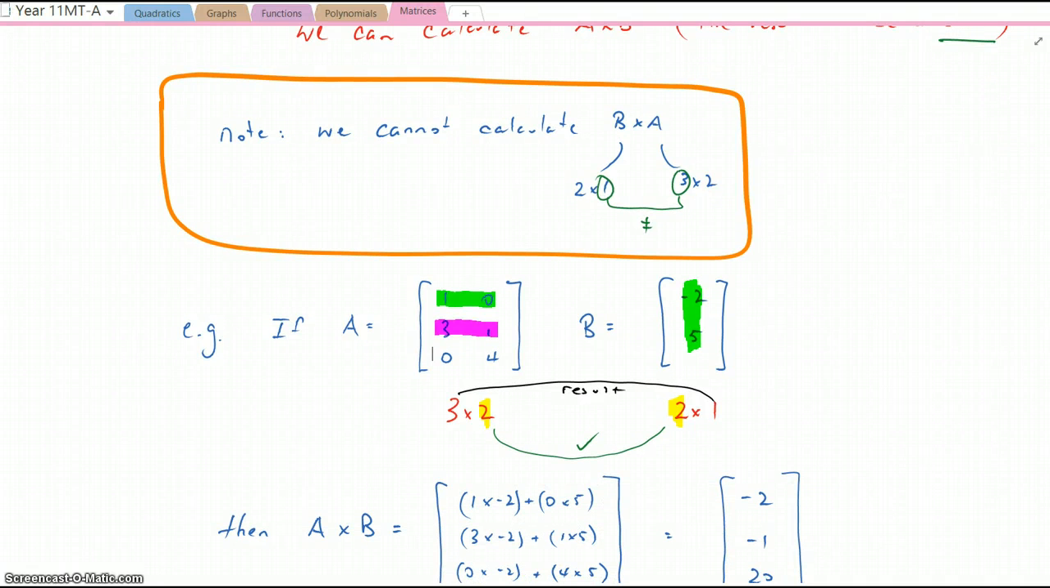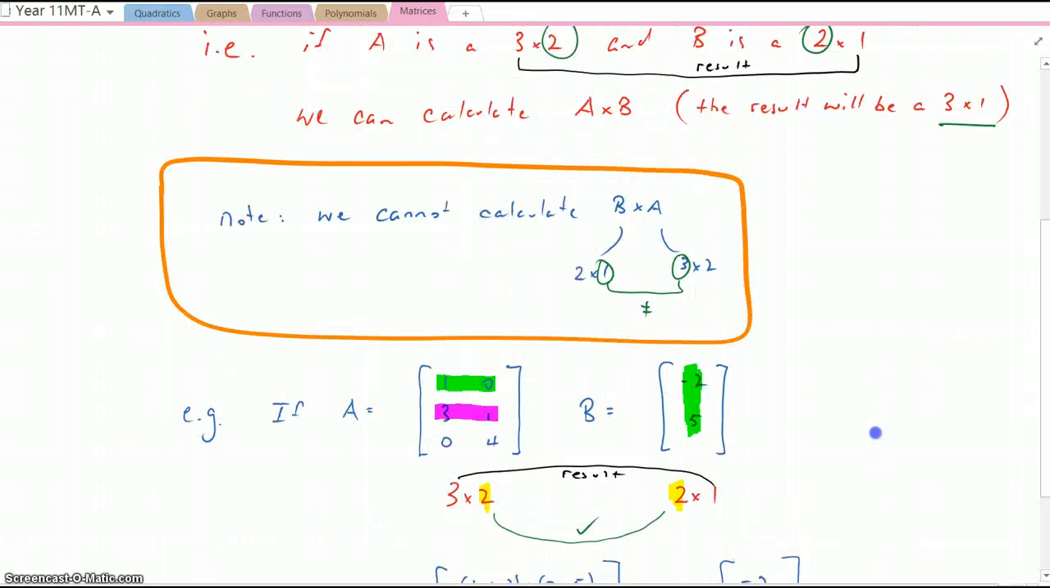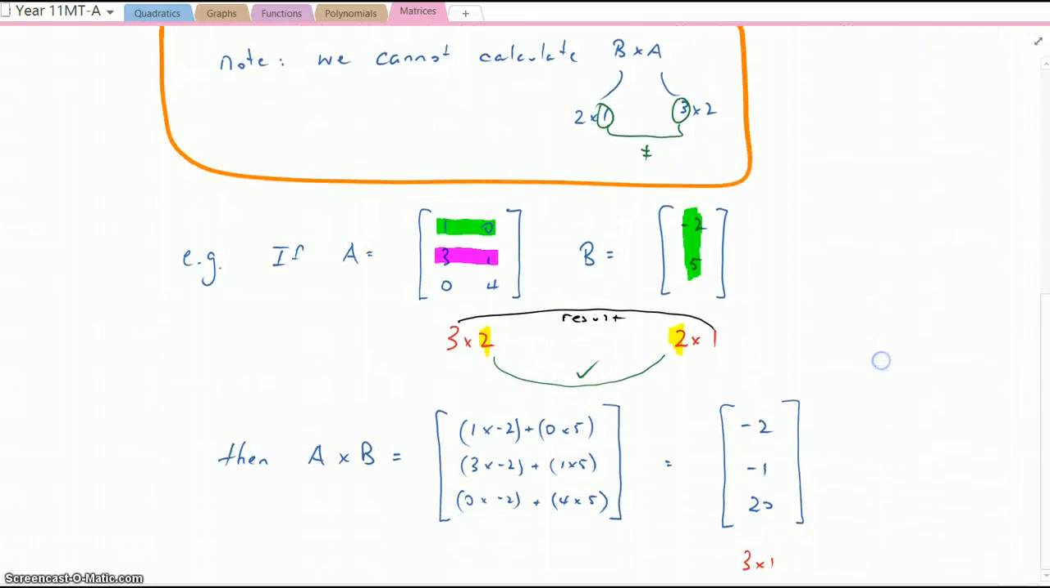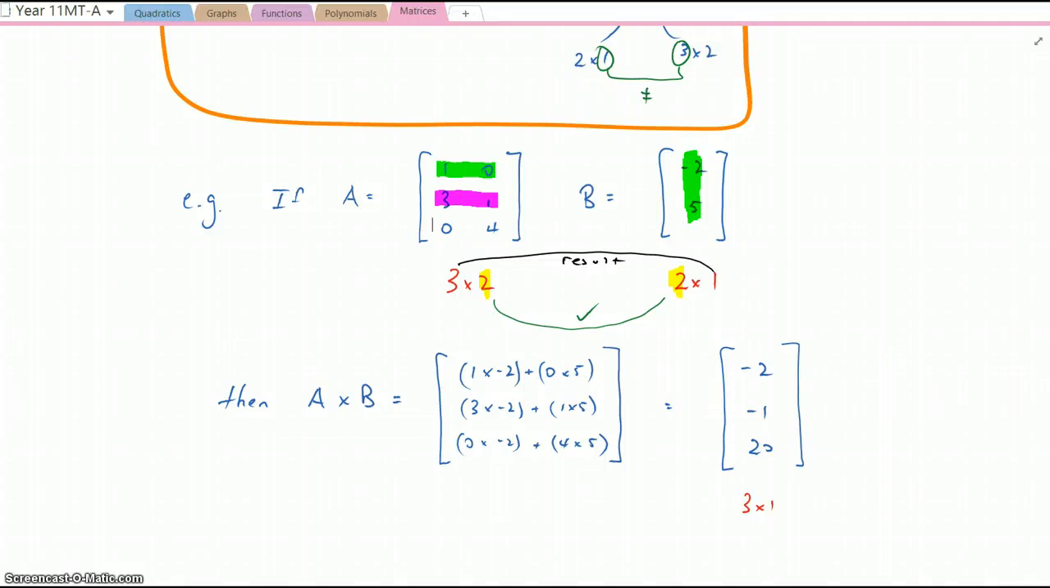So interestingly, with matrices, order is important. A times B is not equal to B times A, and in fact, sometimes one of them you can work out and the other you can't. We need to be able to check for that. Okay, so let's check A.